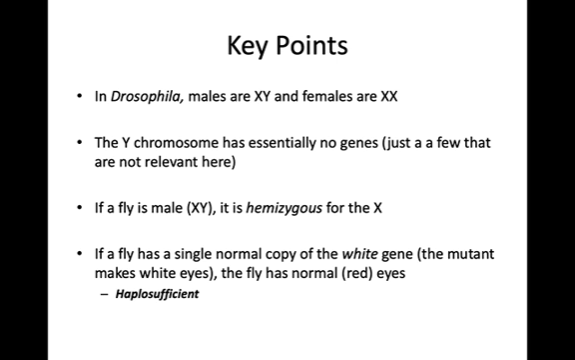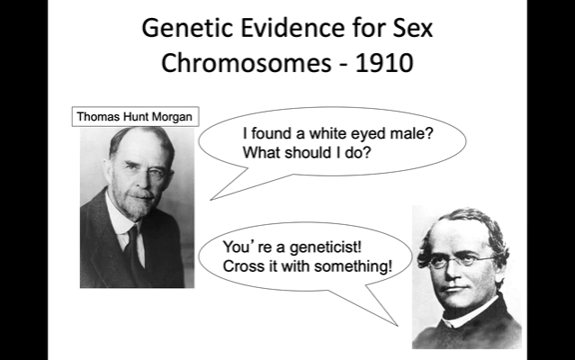If a female is homozygous for the wild type allele of white, she has red eyes. If she's heterozygous for the wild type allele, she has red eyes. And if she's homozygous for the mutant, she has white eyes. And this is because the white gene is haplosufficient. So having one good copy is enough. And the mutant allele is recessive. Okay, so we're going back.